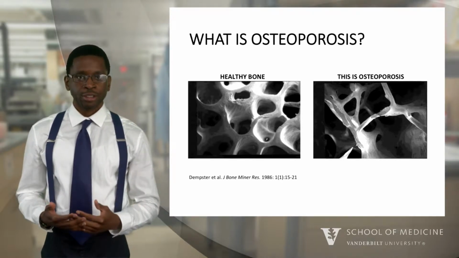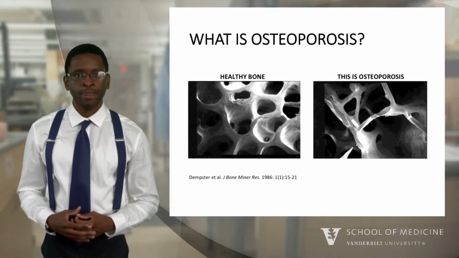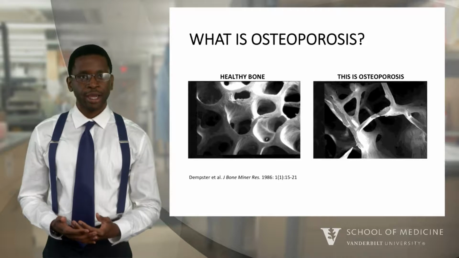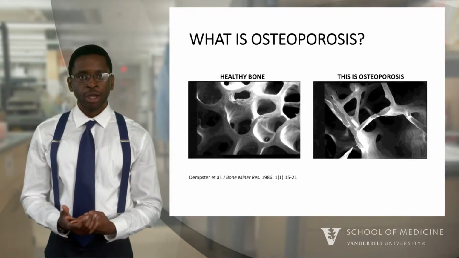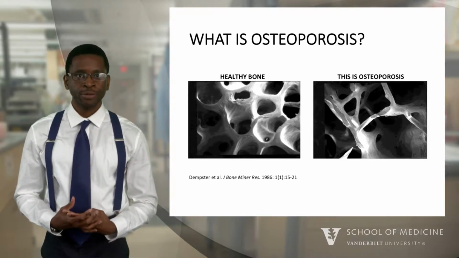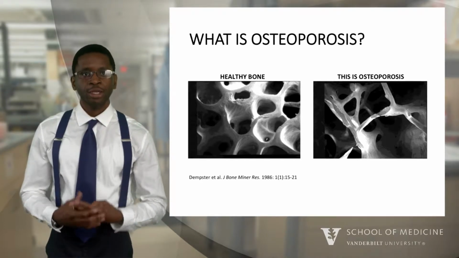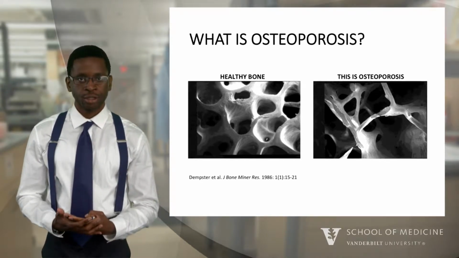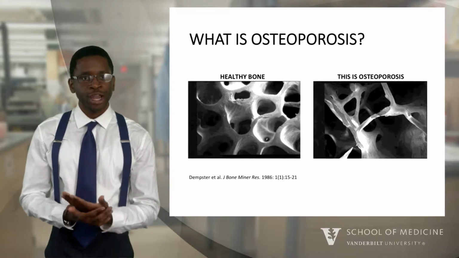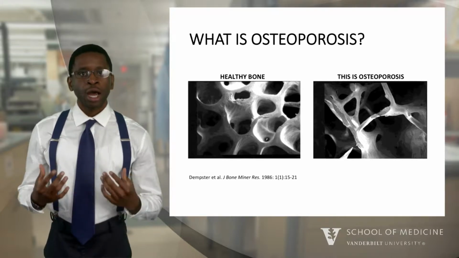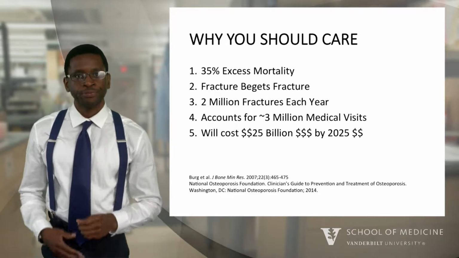And osteoporosis is the most common bone disease in humans, and it is characterized by deterioration of bone tissue, disruption of normal bone architecture, and this leads to low bone mass and compromised bone strength. Now, all of these factors increase the risk of fractures. So, how do fractures impact society, and why should you care?